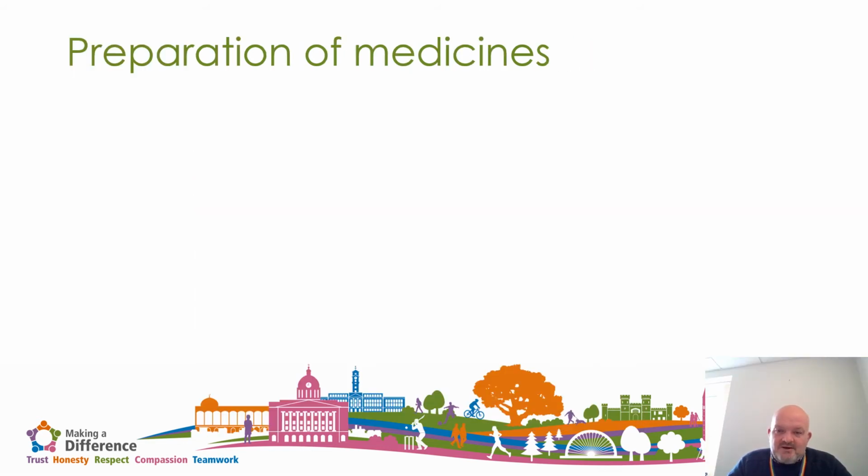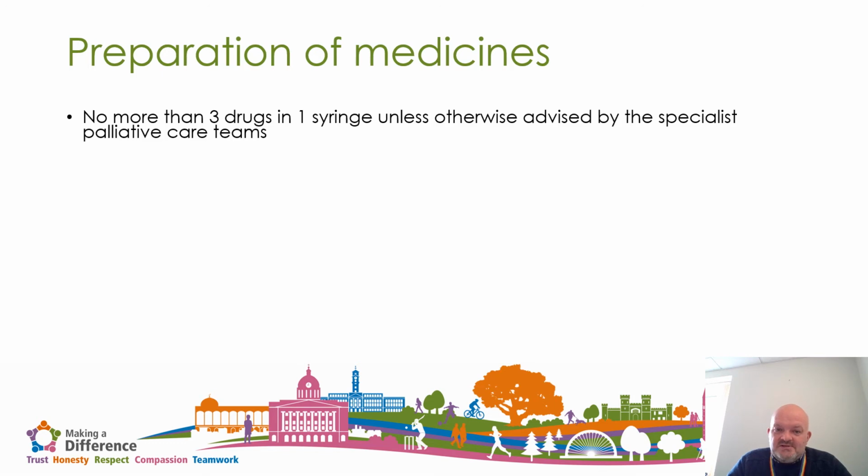So when we're preparing our medications in our trust, there should be no more than 3 drugs in one syringe. There may be very occasional situations where, certainly if it comes from the specialist palliative care team, they may prescribe 4 drugs, but that is a very rare situation, but it may occur.